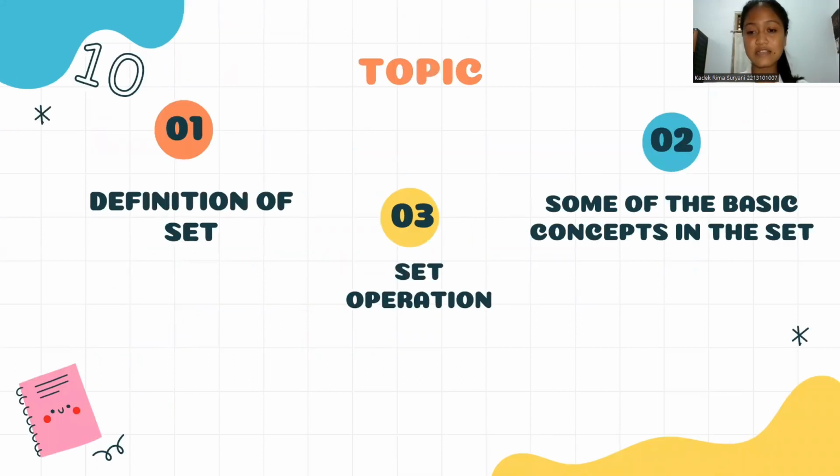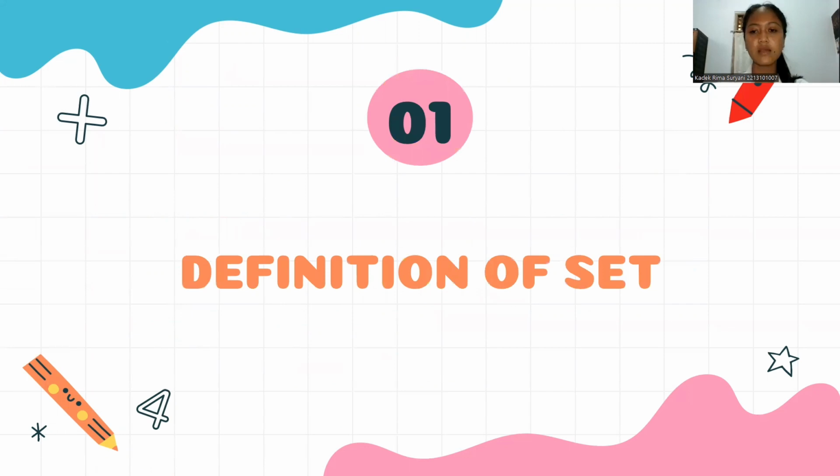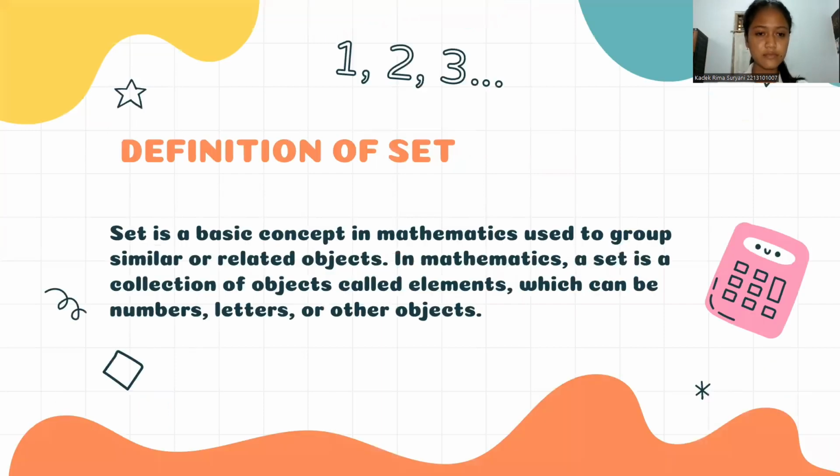The topics to be discussed in this material are the definition of sets, some basic concepts in sets, and lastly set operations. For the examples I gave, can you imagine what a set is, or what the definition of a set is? In mathematics, a set is a basic concept used to group similar or related objects. In mathematics, a set is a collection of objects called elements, which can be numbers, letters, or other objects.